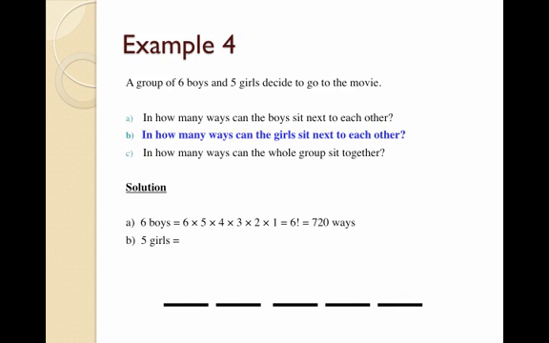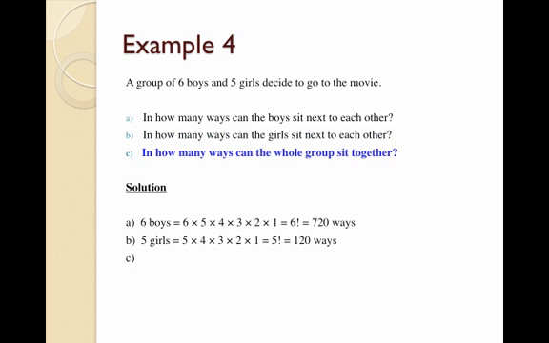The second question asks, in how many ways can the girls sit next to each other? Well, there are 5 girls, and that means that there are 5 different girls that can go first, 4 that can go second, 3, and then 2, and then finally the last girl sits in the last spot. This can be written shortly as 5 factorial, which gives us 120 different ways.